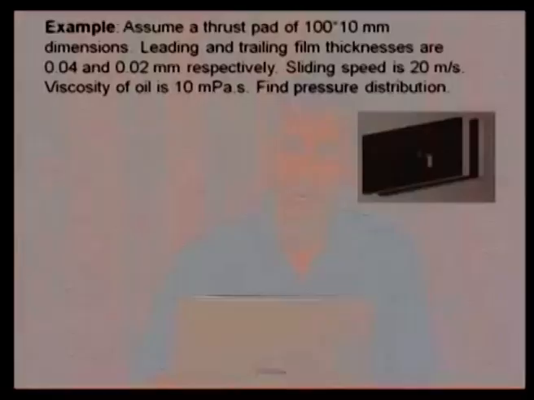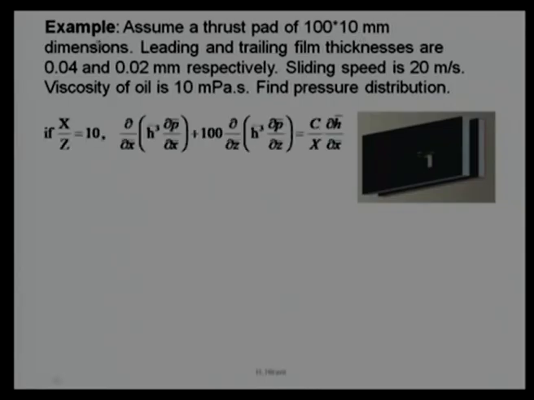Let us assume in this case that the dimension in the x direction is too large compared to the z direction. We are just taking a separate case. Let us take a thrust bearing pad that is 100 mm by 10 mm. That means the dimension in the x direction is 100 mm, while the dimension in the z direction is 10 mm. So, we have x by z equal to 10 in this situation.